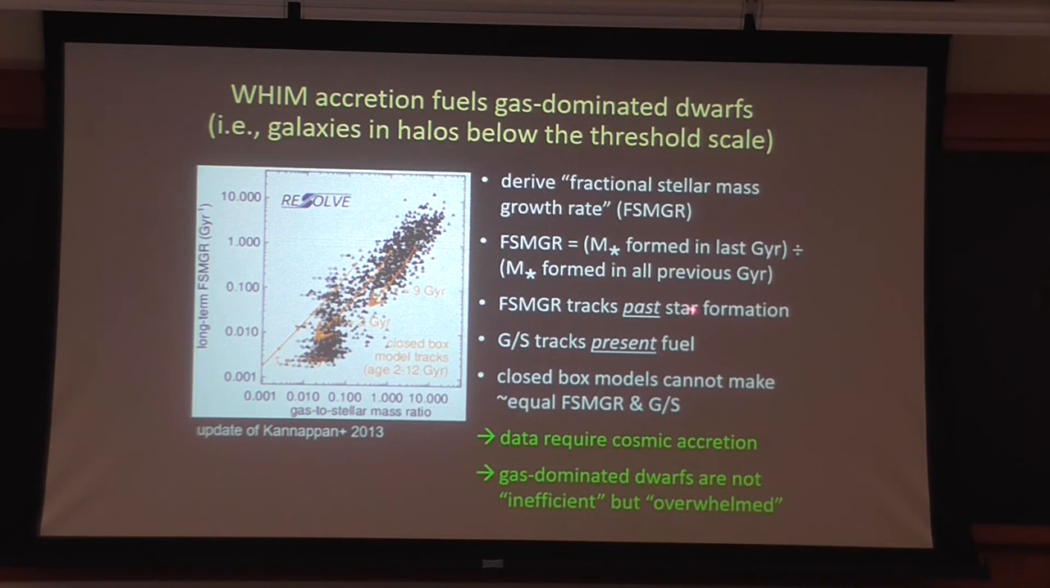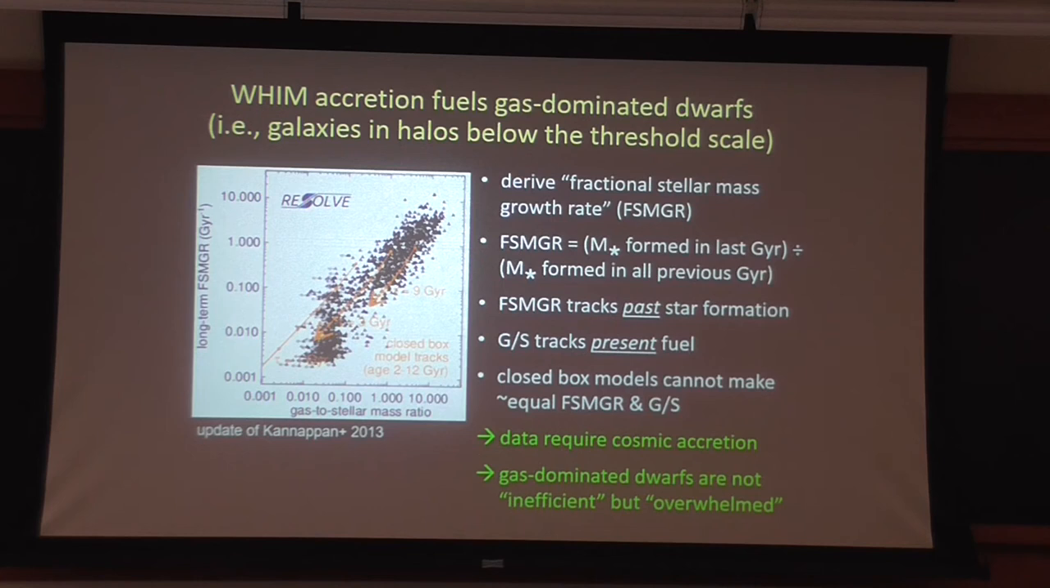Now, the FSMGR tracks past star formation, but the x-axis, gas to stellar mass ratio, tracks present fuel. That's the current gas to stellar mass ratio. So the existence of this really tight correlation should be a little bit disturbing to you. And what's even more disturbing is that closed box model tracks, which are these orange lines, don't go through the data at all. So we cannot reproduce the star formation histories and gas contents of galaxies with closed box models.